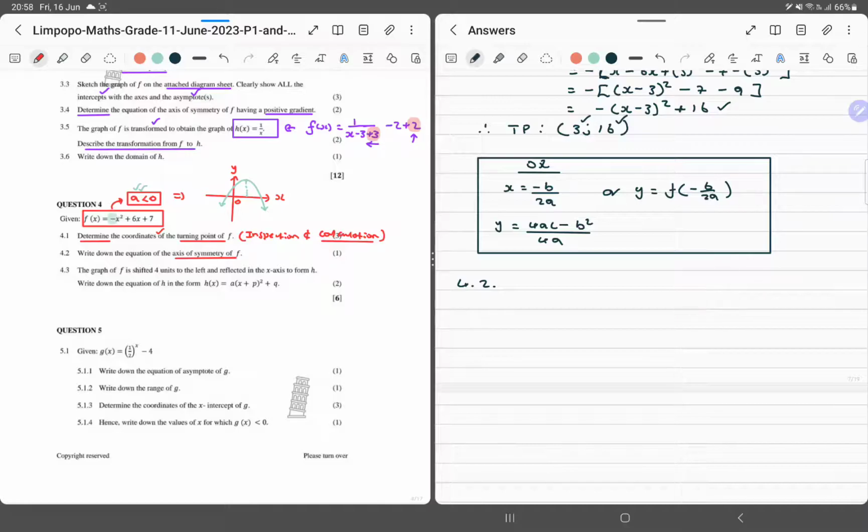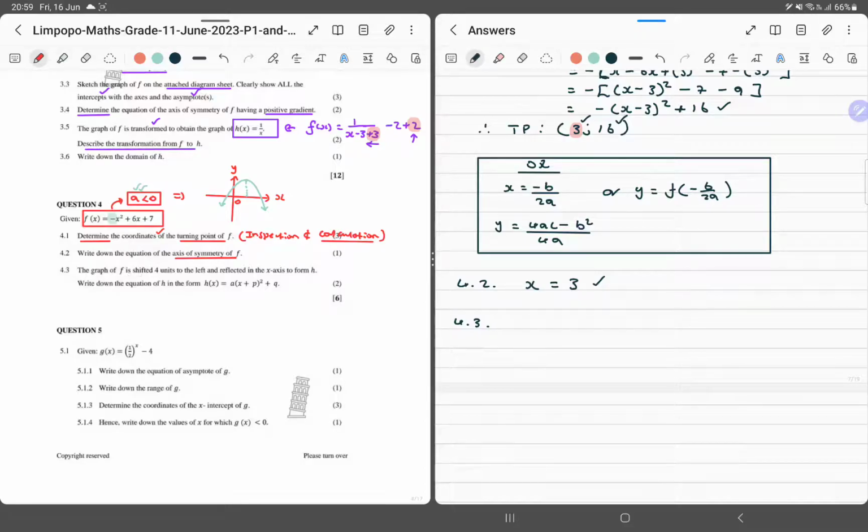That's easy because we just take what is under that square and we equate it to 0. So we know that we solve for x. X is going to be 3. Or x is literally the x coordinate of the turning point. That gives us the axis of symmetry. So let's do 4.3 easily and quickly.